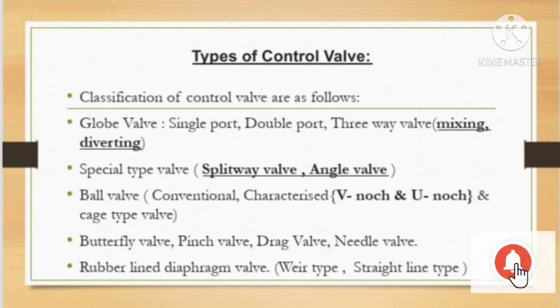Now second one is a special type valve that it has two divisions such as split body valve and angle valve. Third one is a ball valve. It has three divisions such as conventional type ball valve, characterized type ball valve, and cage type ball valve. Inside the characterized type ball valve, it has a division such as V-notch type ball valve or U-notch type ball valve. Then after butterfly valve, pinch valve, drag valve, and needle valve. And at last rubber lined diaphragm valve, which has two divisions such as weir type valve and straight line type valve.